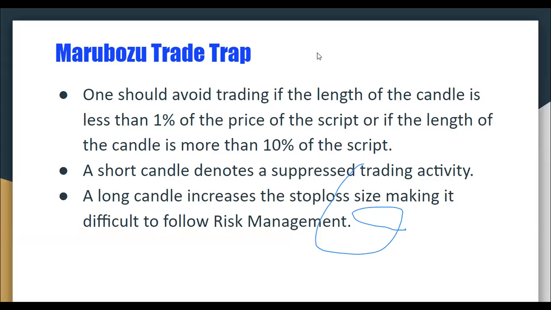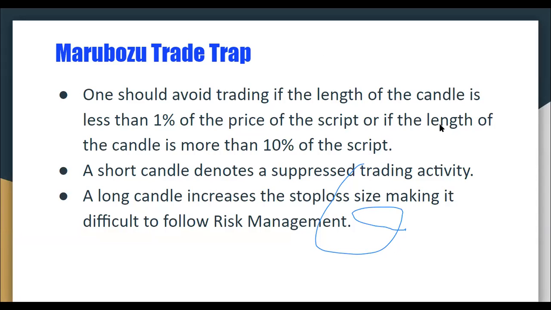So how to identify? One should avoid trading if the length of the candle is less than 1% of the price of the script. If the candle size is very, very low, then there is no point in trading on that day, because even if a Marubozu pattern is formed, it is not formed because of intense buying and selling action. It is formed because of just small trading action. So that does not have much significance.